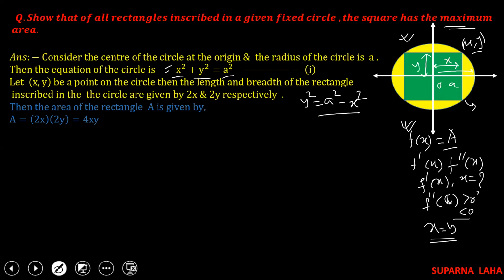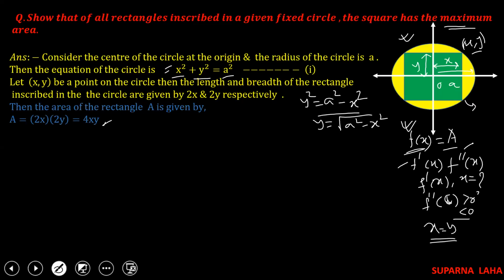Now I need to put this value here since we need a function of x, or a function of just one variable. So if we put the value of y, it will come y is equal to root over a square minus x square. Then root is coming, then when we have to find the first and second derivative, it will be more calculative. To solve finding this first and second derivative, we need to do more calculation.